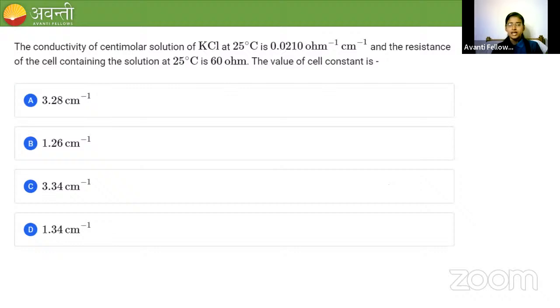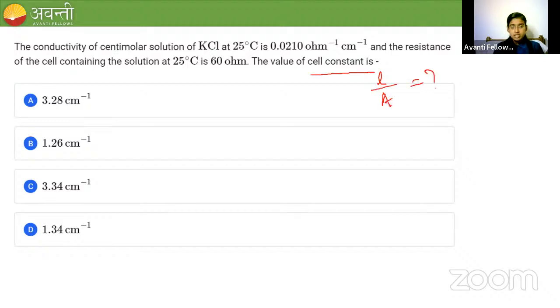The conductivity of centimolar solution of KCl, potassium chloride, at 25 degrees Celsius is 0.0210 per ohm per centimeter, and the resistance of the cell containing the solution at 25 degrees Celsius is 60 ohm. The value of cell constant is. So what is cell constant? Cell constant is denoted by G star and it is equal to L by A. So we have to find out L by A here.